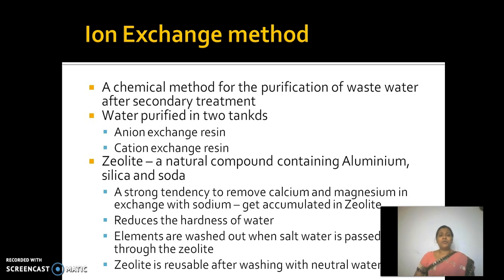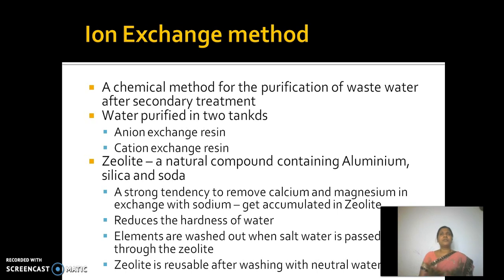So, in order to remove the minerals, we use some specialized material that is called zeolite. Zeolite is a natural compound containing aluminium, silica and soda. When you use this zeolite in the sewage water, the minerals, the calcium, magnesium, have a strong tendency to get attracted to the zeolite and get accumulated in the zeolite. And these elements are washed out when salt water is passed through the zeolite. And the zeolite is reusable after washing with neutral water.